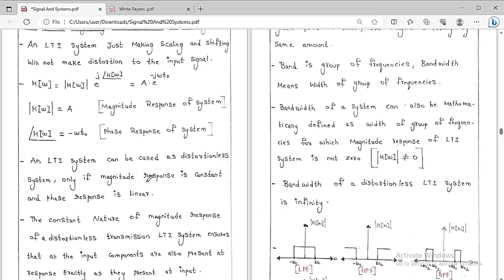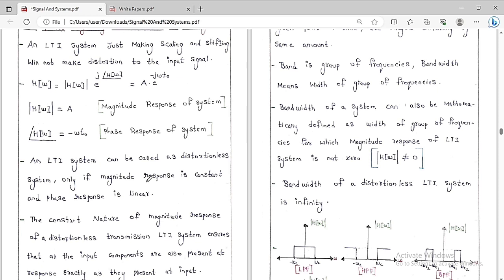What is the meaning of distortionless? We are not providing any distortion to the input, meaning we are not changing the waveform of the signal. We can do either scaling or shifting, so the signal will be the same as it is, only a scaled or shifted version. But we are not going to provide any distortion to this. Therefore, the magnitude spectrum is a constant spectrum, and the phase angle spectrum is a linear spectrum. So a system is called distortionless only if the magnitude response is constant and the phase response is linear.